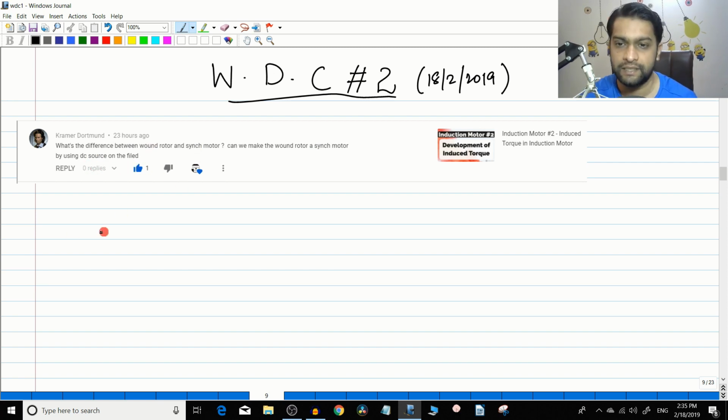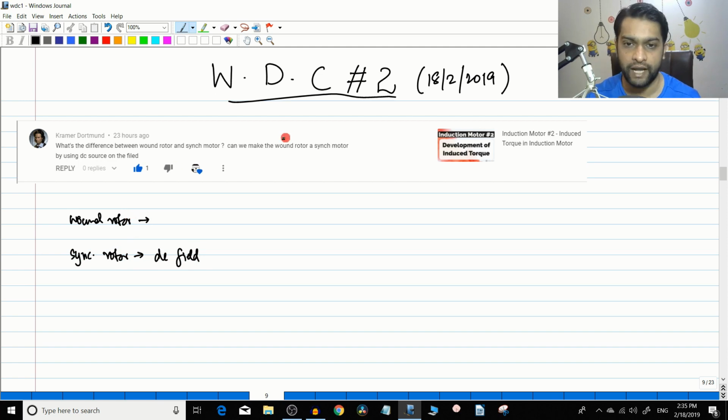See, the basic difference between the wound rotor and the synchronous motor: in the wound rotor, you are not giving any separate excitation, whereas in the synchronous motor's rotor, you are giving a DC field as an excitation. Now you are asking whether we can make the wound rotor a synchronous motor by using a DC source on the field. That depends on a lot of parameters.